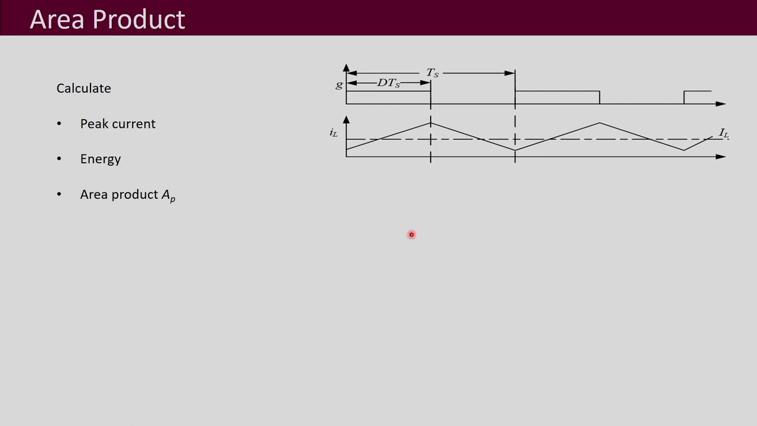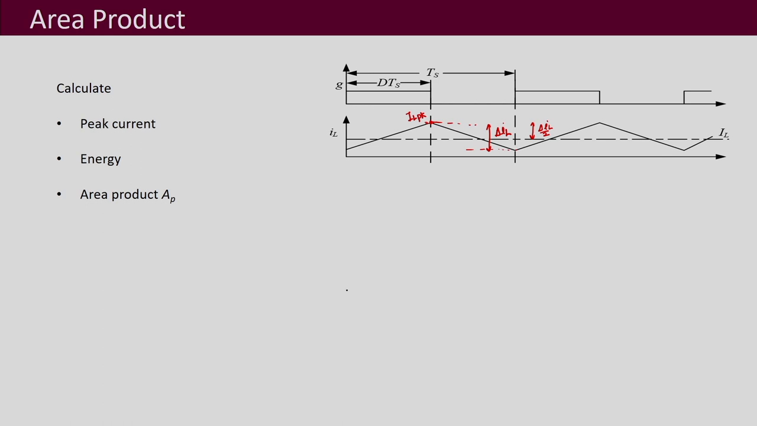So to begin the design, the first step is to calculate the peak current. This is for you to recall, we have discussed this before when we analyzed the buck converter. If this is the gate pulse, then this is how in continuous conduction mode the inductor current rises and then falls. The average of this current is capital IL, and this much is your delta IL, and half of it is delta IL by 2, and this point is your peak value, which we will call IL peak.